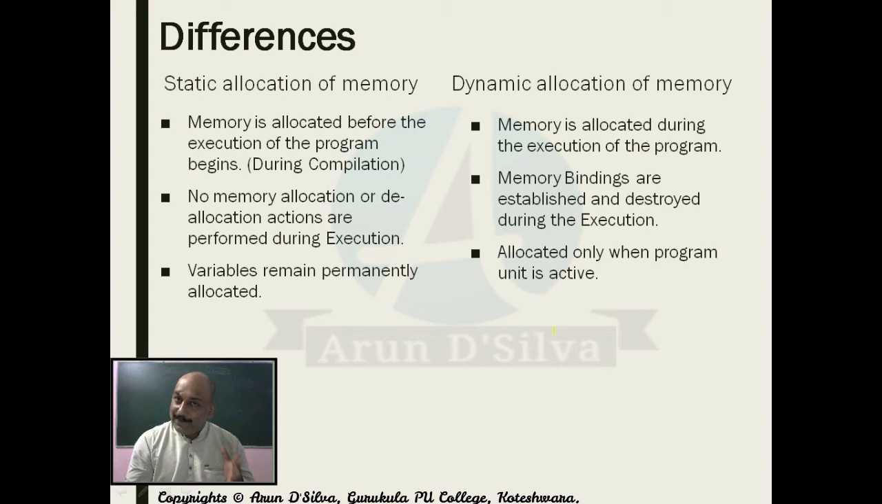In case of static memory allocation, whatever variable is there in the program remains permanently allocated till the whole program execution completes. What memory is assigned, that much it will take and sit quiet, whether you use it or you don't use it. But in case of dynamic, what happens? Only when that program unit is active, that time that memory will be allocated, and the rest of the time it will not.